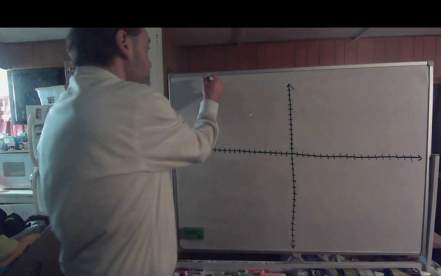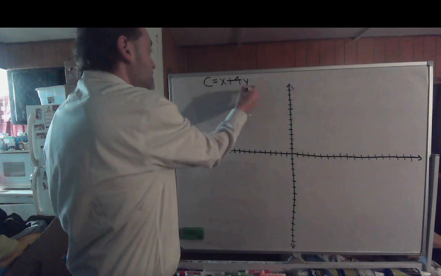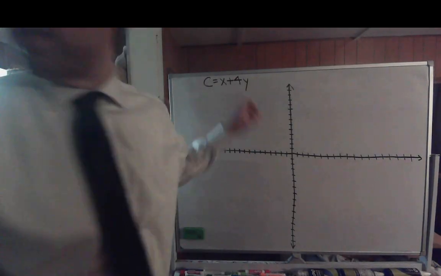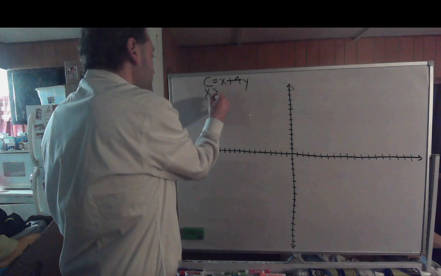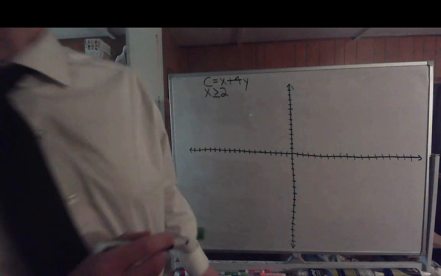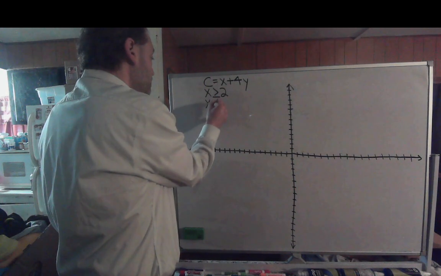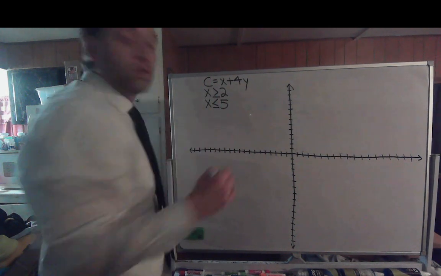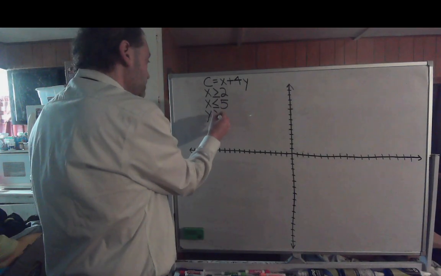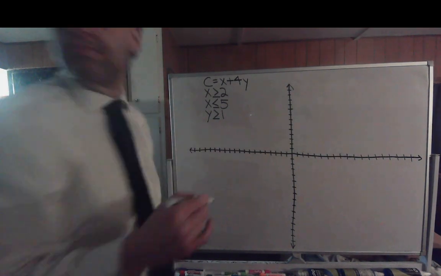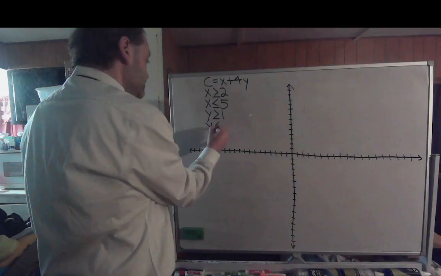Okay, next objective function is c equals x plus 4y. So we have c equals x plus 4y, which is your objective function. The constraints are that x is greater than or equal to 2. We have that x is less than or equal to 5. We have that y is greater than or equal to 1. And then we have that y is less than or equal to 6.